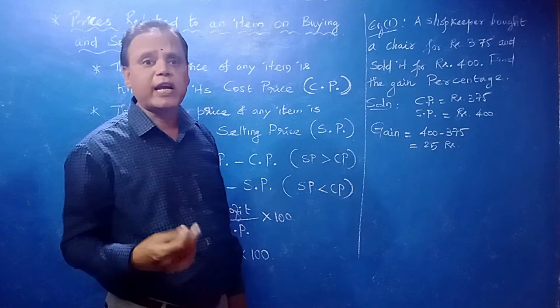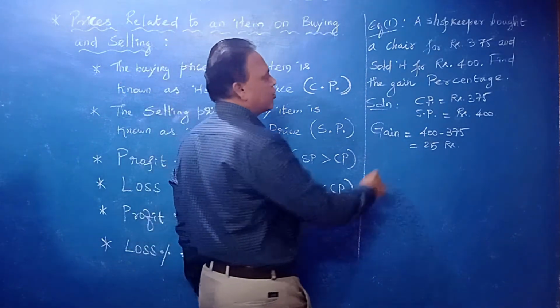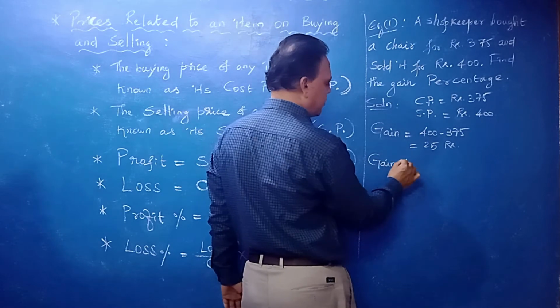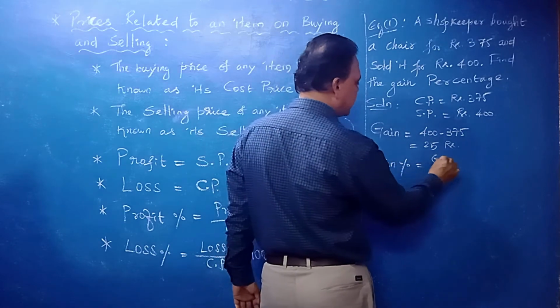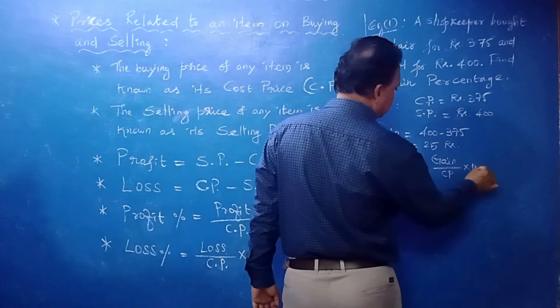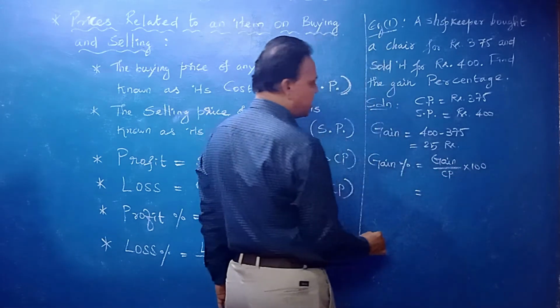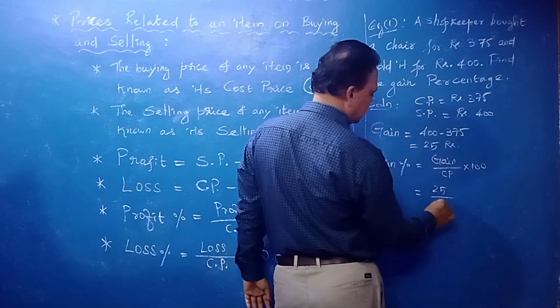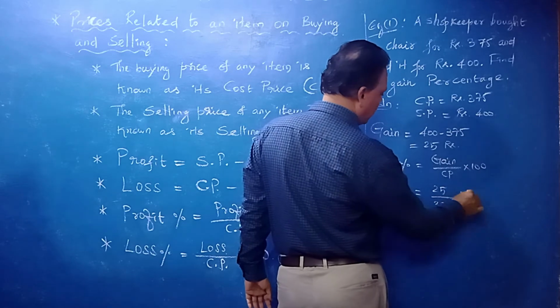So when you have gain, you can find out gain percent. The problem asks you for the gain percentage. Gain percent is equal to gain by CP into 100. So what is the gain here? 25. The CP is 375, into 100.